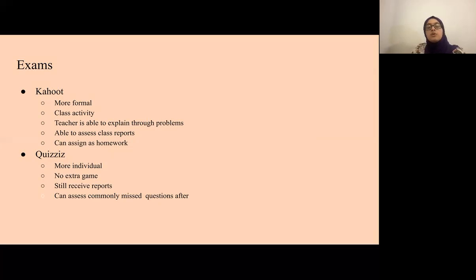Another thing is Kahoot will let you know right after you answer if you got it right or wrong. So the teacher is able to explain through these problems. For example, if Kahoot says that 7 people got it wrong and 16 people got it right, the teacher might say, oh, 7 people, that's a lot of people. So let's work through it as a class as they're going through the Kahoot.